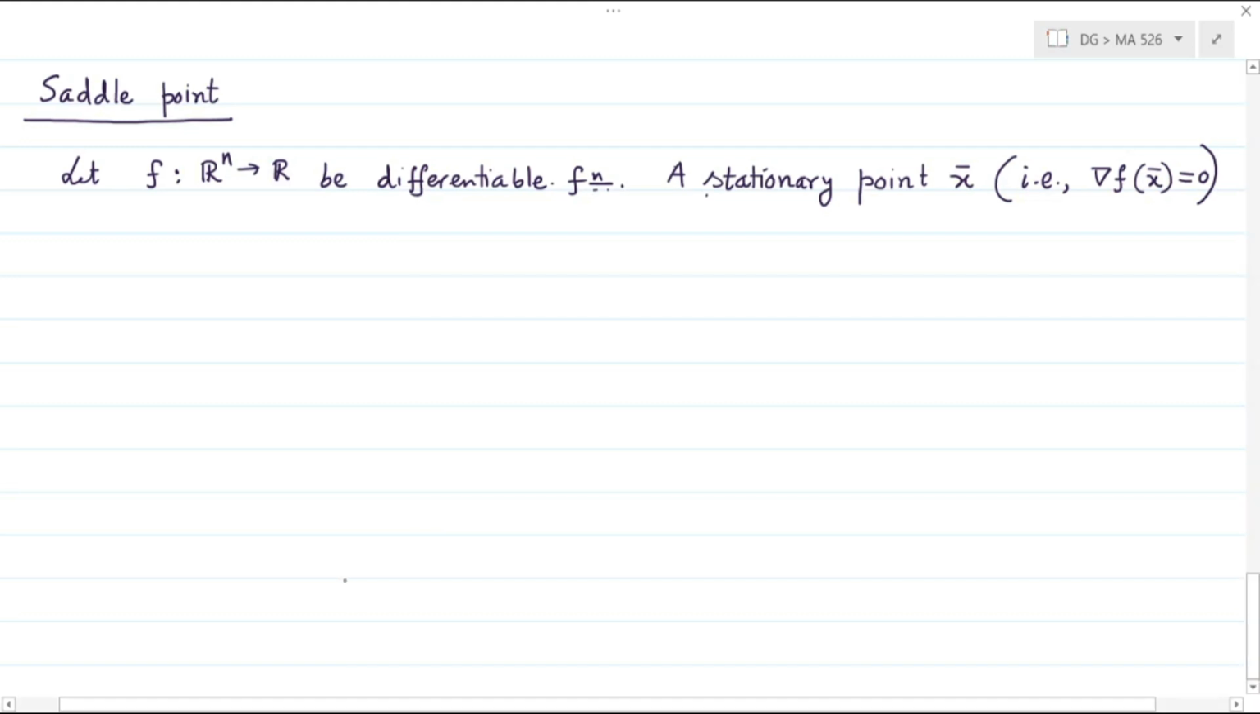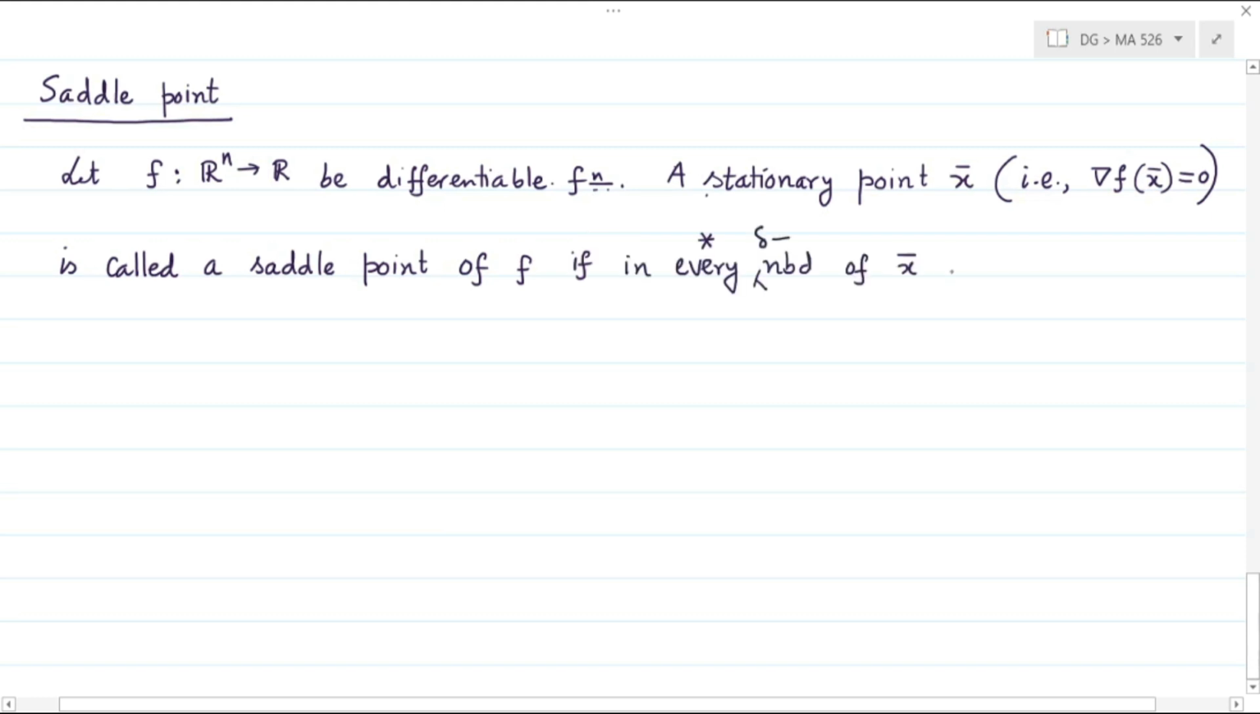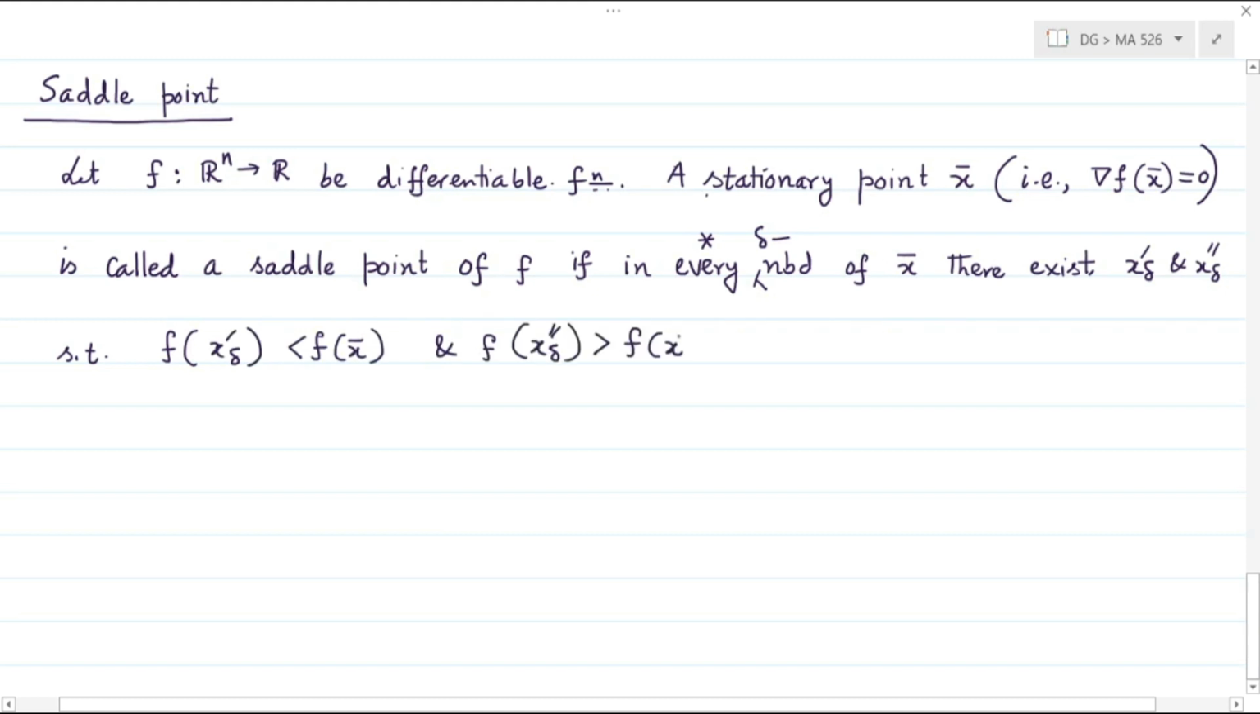A stationary point x bar is called a saddle point if in every delta neighborhood of x bar there exist x delta dash and x delta double dash such that f of x delta dash is less than f of x bar and f of x delta double dash is greater than f of x bar. That means the point x bar is neither a local minimum nor a local maximum.